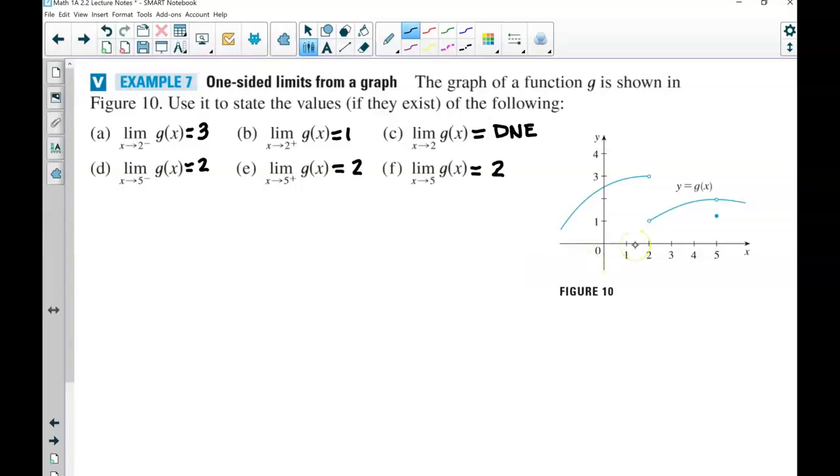Okay, and again, regardless that g of 5 is actually equal to 2. Remember, we go back to that one statement that we said: it can equal a number, but it's actually approaching this value of 2.